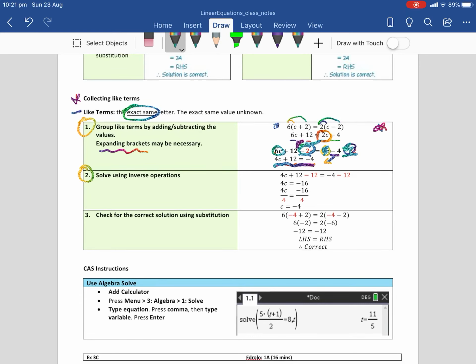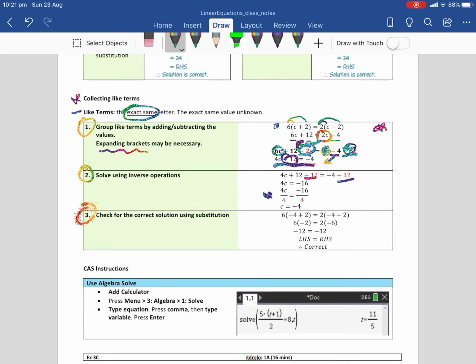Okay, so for this one, we're going to get rid of the addition first. So we're going to get rid of the plus 12, so we subtract 12 from both sides. And then you've got 4C, which technically means 4 times C. So you're going to divide by 4, because the opposite of times is divide. We're dividing by 4, so you should get C equals negative 4.